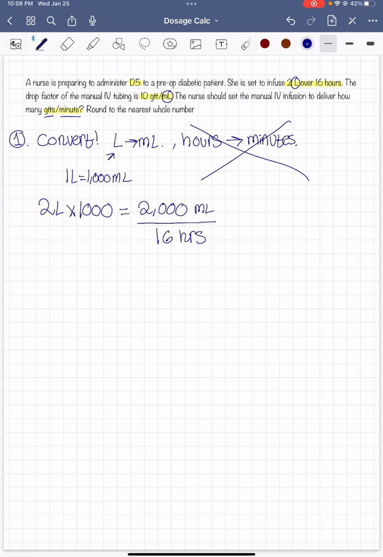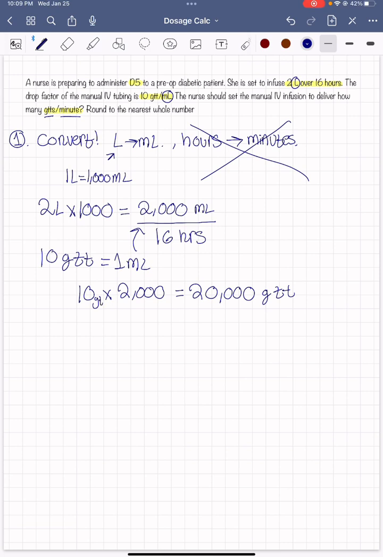Remember, what do I have? I have 10 drops in 1 milliliter. How many milliliters do I have? I have 2,000. So let's multiply 10 by 2,000. This is going to give us 20,000 drops, okay? Make sense? We had drops, we had milliliters, gives me drops. So now this question looks a little bit prettier, which brings us to step 2.